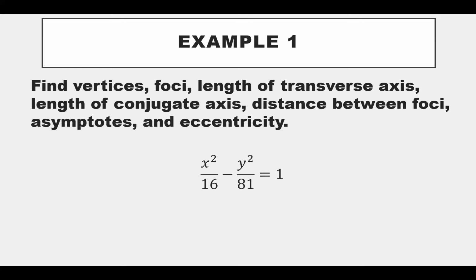So let's go ahead and do an example. Let's find the vertices, foci, lengths of the transverse axis and the conjugate axis, distance between foci, asymptotes, and eccentricity if the equation for my hyperbola is x squared over 16 minus y squared over 81 set equal to 1. If you want to try this on your own, push pause on the video and try it on your own. In a couple seconds, I will show you how it's done.